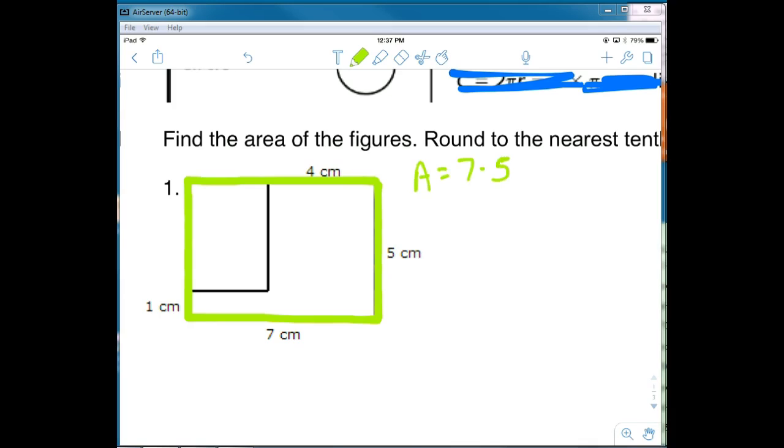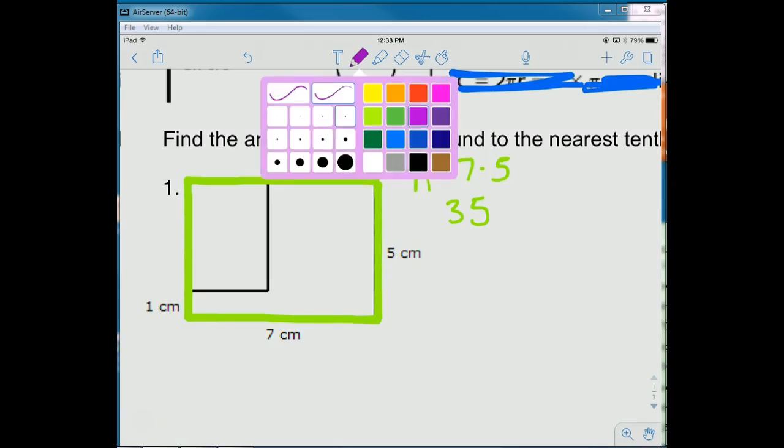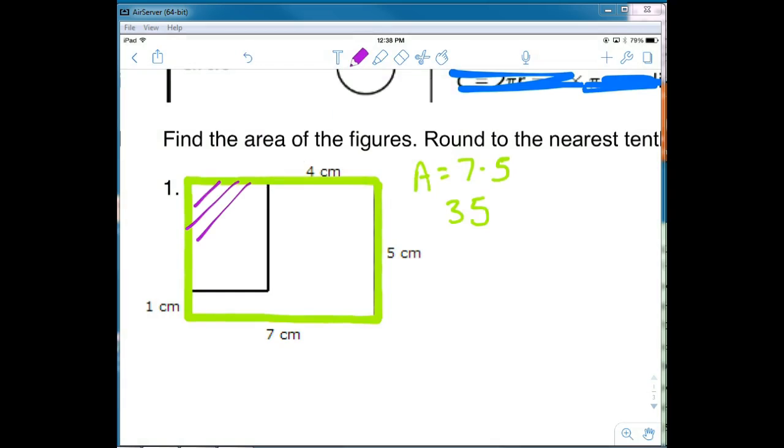7 times 5, which is going to give us an area of 35. But of course, we don't want this area here. Okay, we need to subtract this area off. So I need to find the length of that piece. Well, I know that this whole dimension here is 5. So therefore, if this part down here is 1, then my remaining dimension here must be 4.